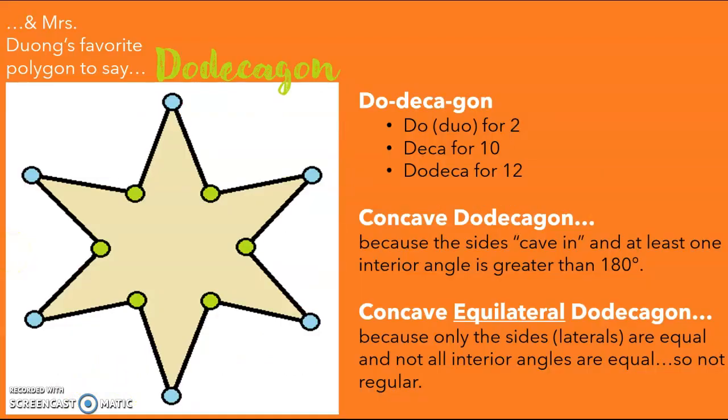This next polygon is my favorite polygon to say, dodecagon. It sounds like a transformer. Do, duo, for 2, deca for 10, dodeca added together for 12. So dodecagon means a 12-sided polygon. This is a concave dodecagon because the sides cave in.